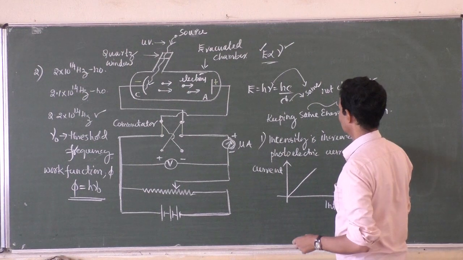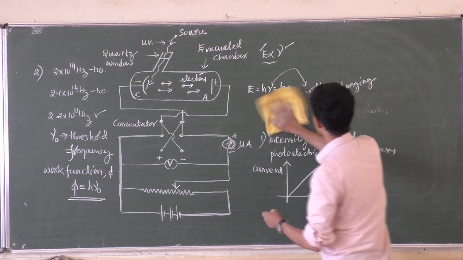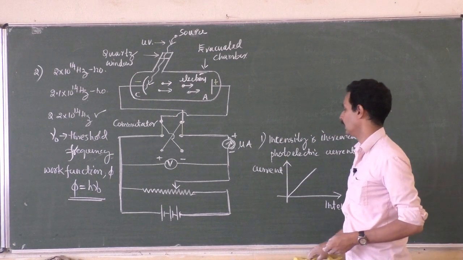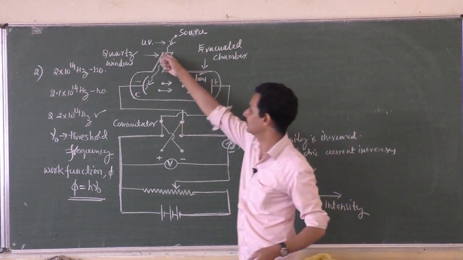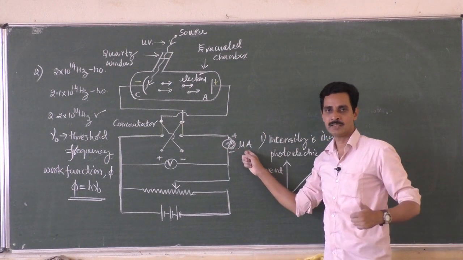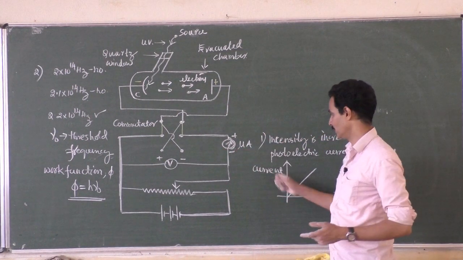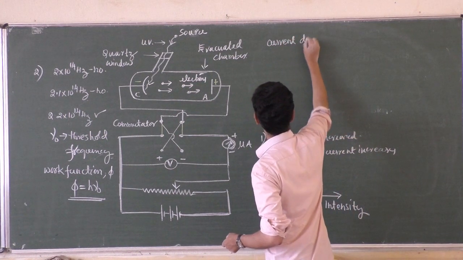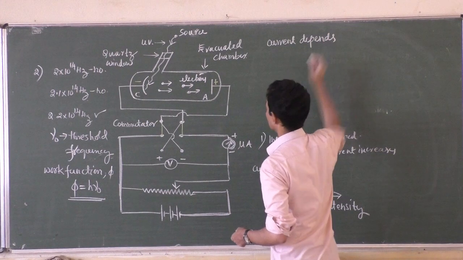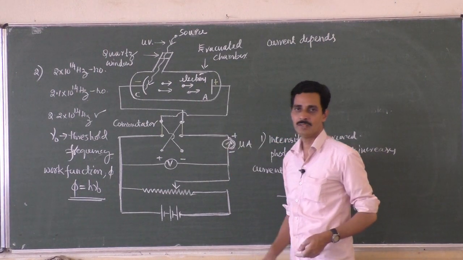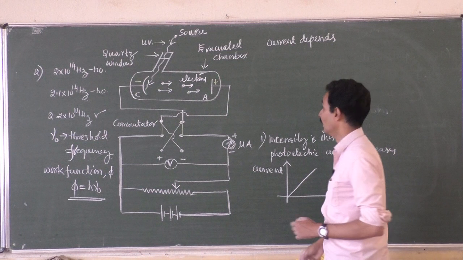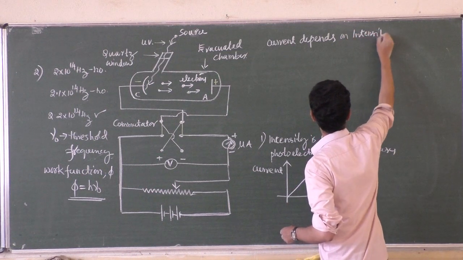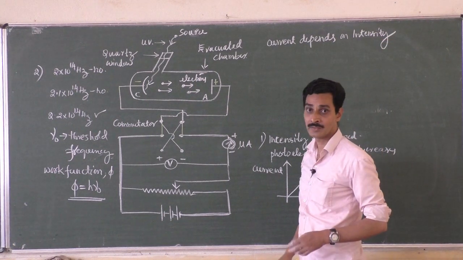Shall I remove anything here? Yes, this is needed. First point is needed. That is, increasing the brightness, the intensity, increases the photoelectric current. That means photoelectric current depends on how much current is produced by the emitted electrons. Photoelectric current depends on intensity of the incident light, brightness of the incident light.